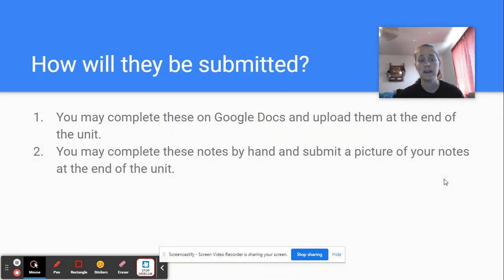Here's how you submit them. You have 2 options. You can complete them on the Google Docs. You'll find them at the beginning of each unit. I give you a link to them, and then you turn them in at the end of each unit. You can either complete them on your own Google Doc and then upload them, or if you like to do it by hand, which is actually a really good way to learn, you can write your own charts, take a picture of them, and upload that picture of your notes for me. Again, you'll turn those in at the end of the unit.